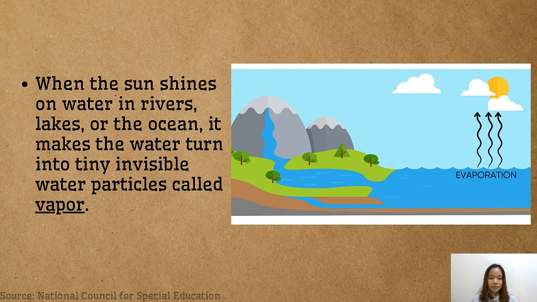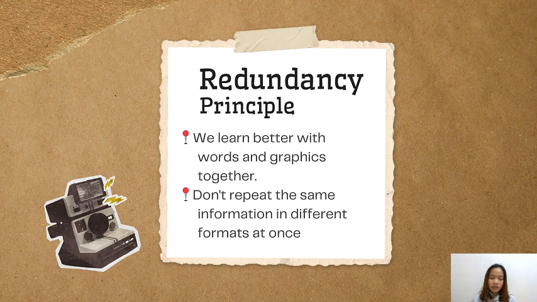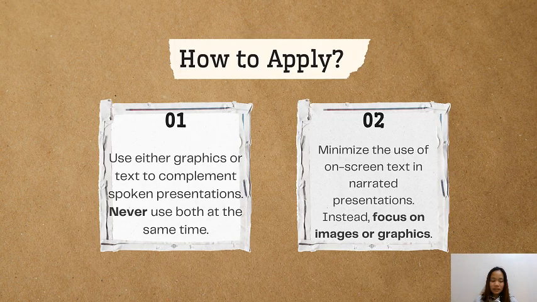So next would be the redundancy principle. It says here, we learn better with words and graphics together. Don't repeat the same information in different formats at once. So it's very connected to the previous principles. You become on point with the previous principles, but here with the redundancy principle, it became really very strict with how they emphasize that you should not repeat two elements at once. Now, how do we apply this principle?